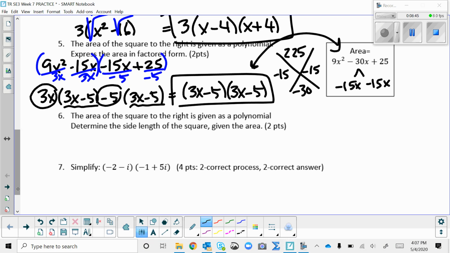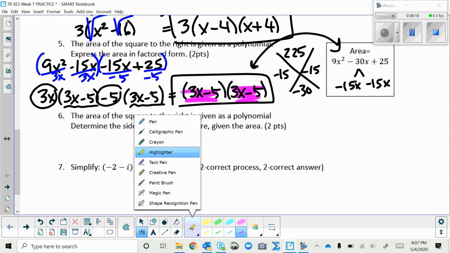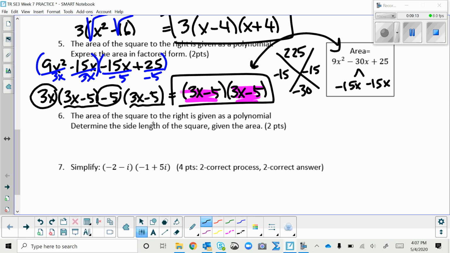Number 6, the area of the square to the right is given as a polynomial. Determine the side length of the square. So we just determined that 3x minus 5 times 3x minus 5 equals the area. And the sides of a square are the same. So really what's going on here is this is one side times the other side. So what's the answer when it asks me for just one side, the side length? Well, it's just one of those. One of the sides is 3x minus 5.